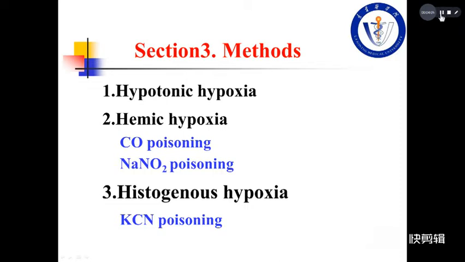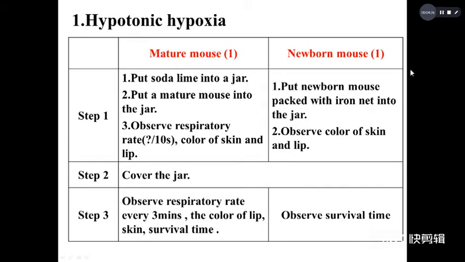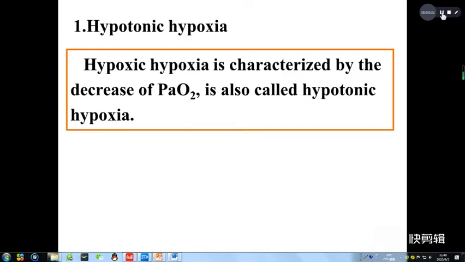Now section 3. Mice. Today we will copy 3 types of hypoxia: hypotonic hypoxia and chemic hypoxia. It includes carbon monoxide poisoning, sodium nitrate poisoning, and the last, histogenous hypoxia, potassium cyanide poisoning. Now the first type of hypoxia, hypotonic hypoxia.